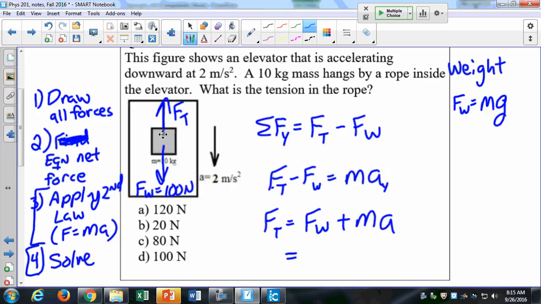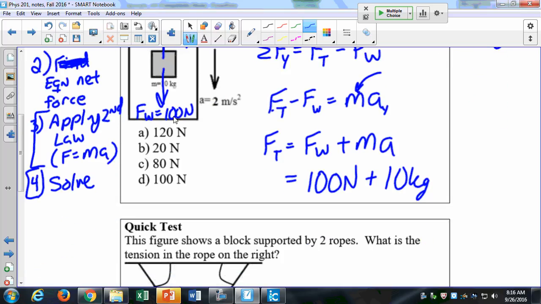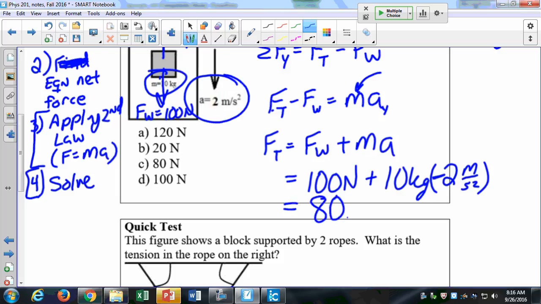The weight, as we've already said, is 100 newtons. The mass is 10 kilograms. The m that goes here is whatever object is moving. So since our object is 10 kilograms, then that's the mass that we use. And then our acceleration is 2 meters per second squared, right? It's negative, right. So that's going to be negative because the acceleration is downward. Now, it doesn't tell you that it's negative, but it shows you that it's accelerating downward. So that's going to be 100 minus 20, which is 80 newtons.